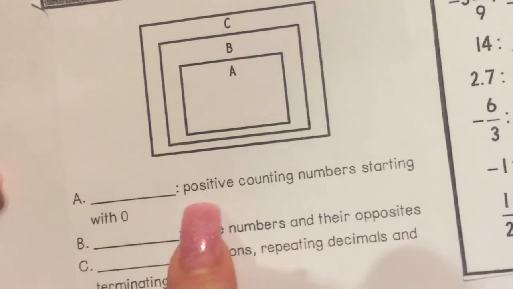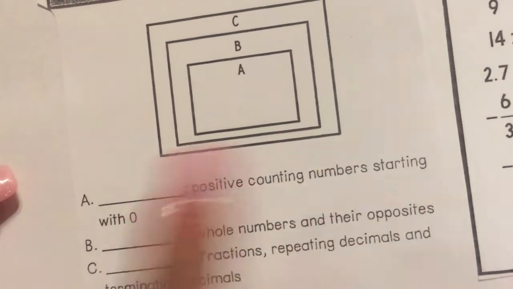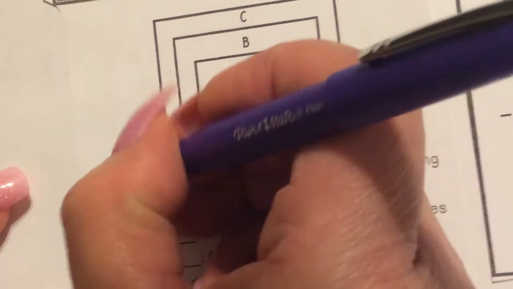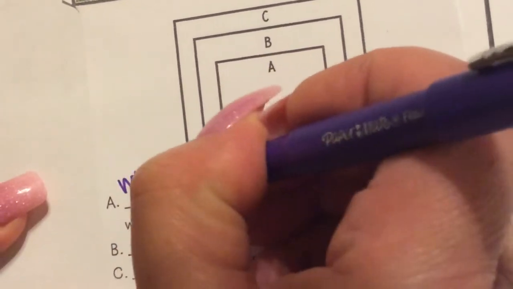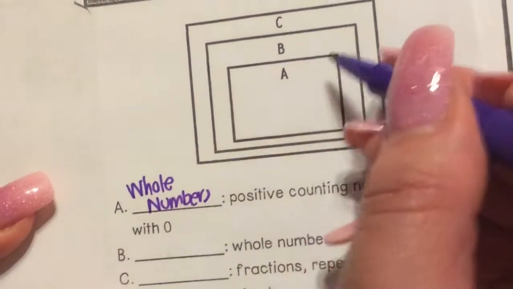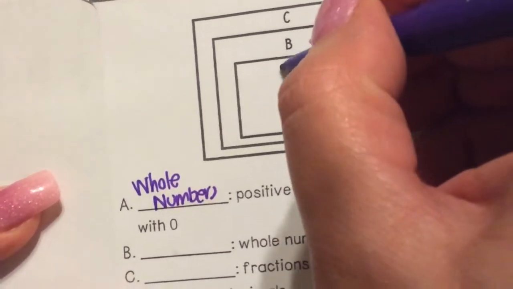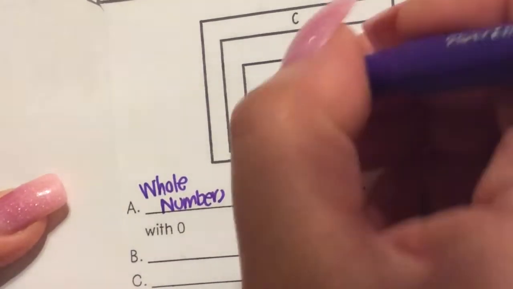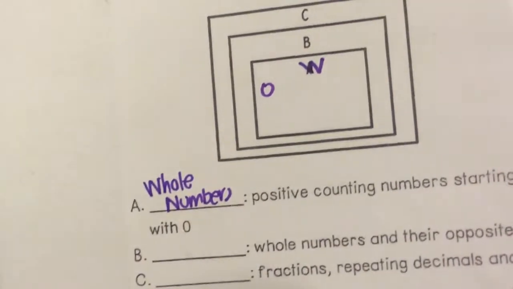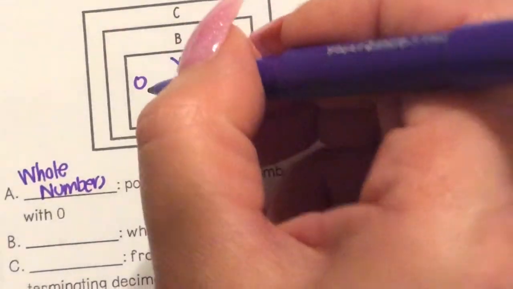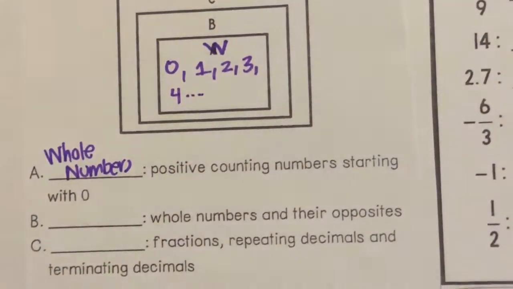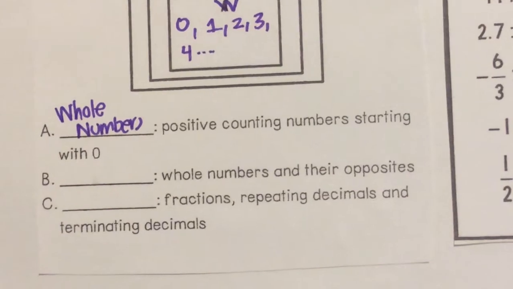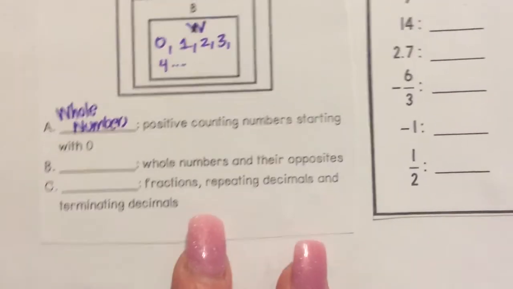So for instance, if we have positive counting numbers that start with 0, those are the whole numbers. And we're gonna place those where the A is. I'd rather have a W here for whole numbers. And so I have 0, 1, 2, 3, 4, etc. Right?